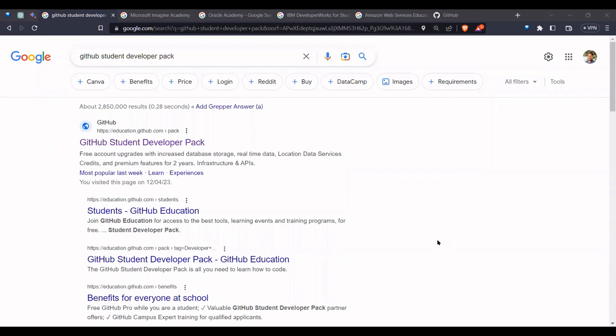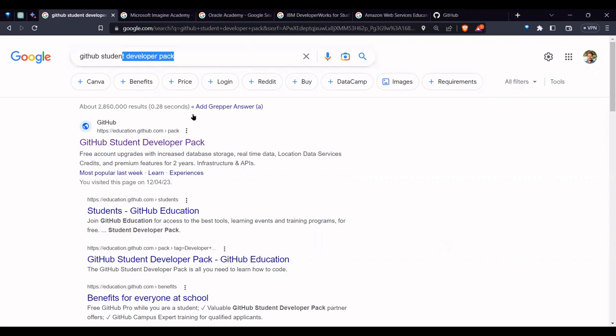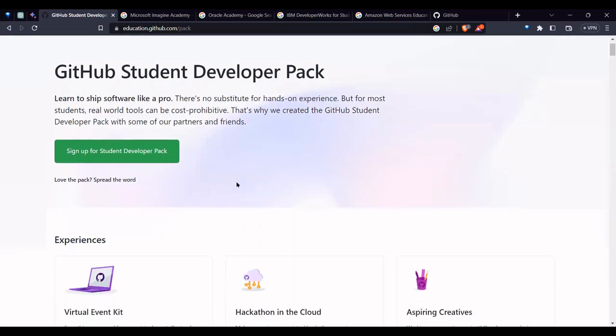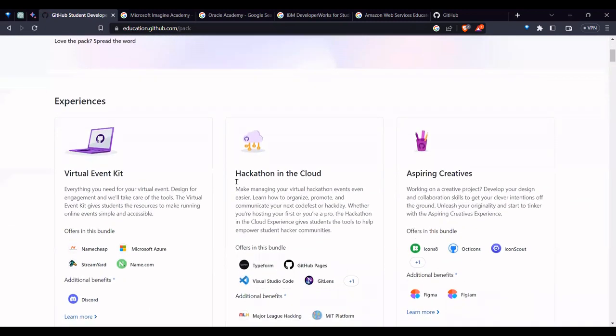So initially, to start with, the GitHub Student Developer Pack. If you are a student, you can enroll for this kind of pack. For students, there are multiple organizations which are supporting this kind of pack. The beauty of this GitHub pack is that it will give a lot of things in one place.